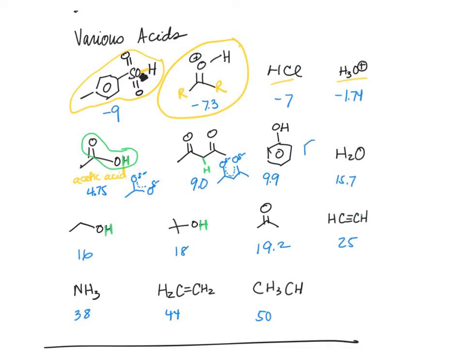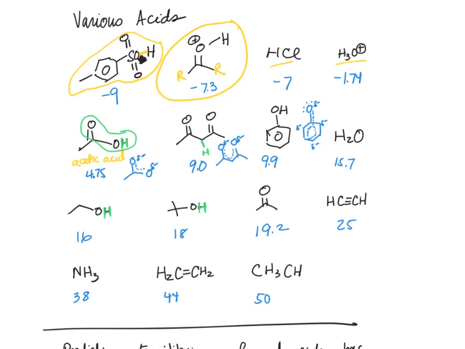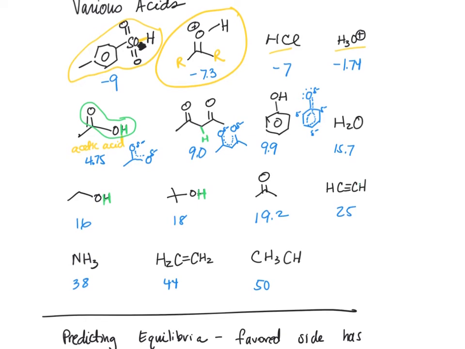Likewise, in phenol, you have a negative charge that's delocalized over an entire benzene ring. Water, we know, is not very acidic with a pKa of 15.7, and likewise, alcohols are very similar in pKa.